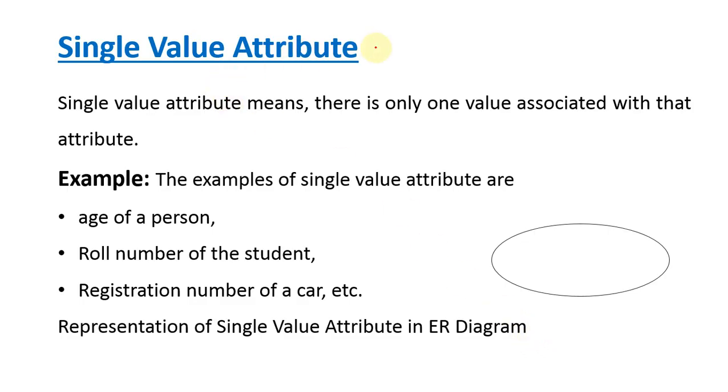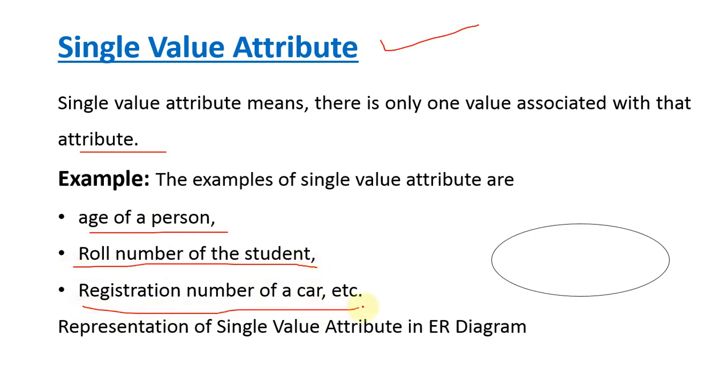Here, single value attribute. What do you mean by a single value attribute? It means there is only one value associated with that attribute. Only one value. You can't find any other value. For example, age of a person, roll number of a student, register number of a car.